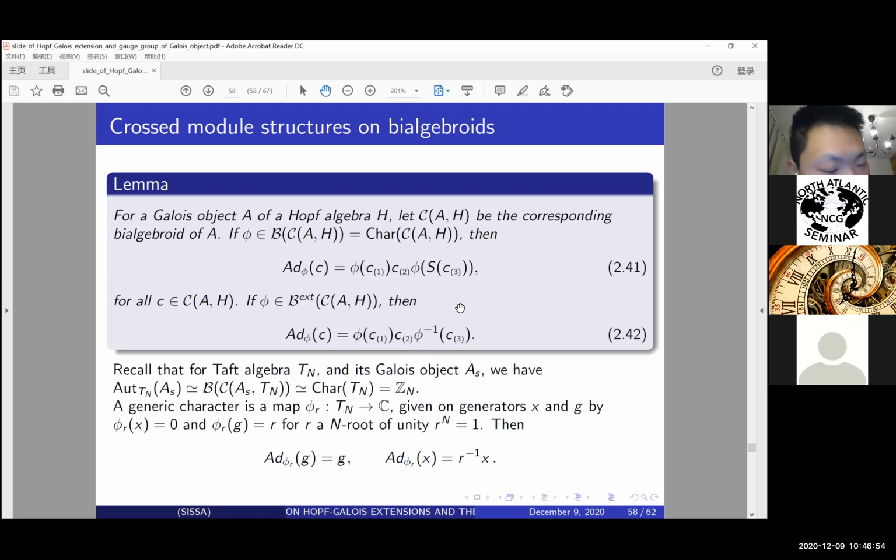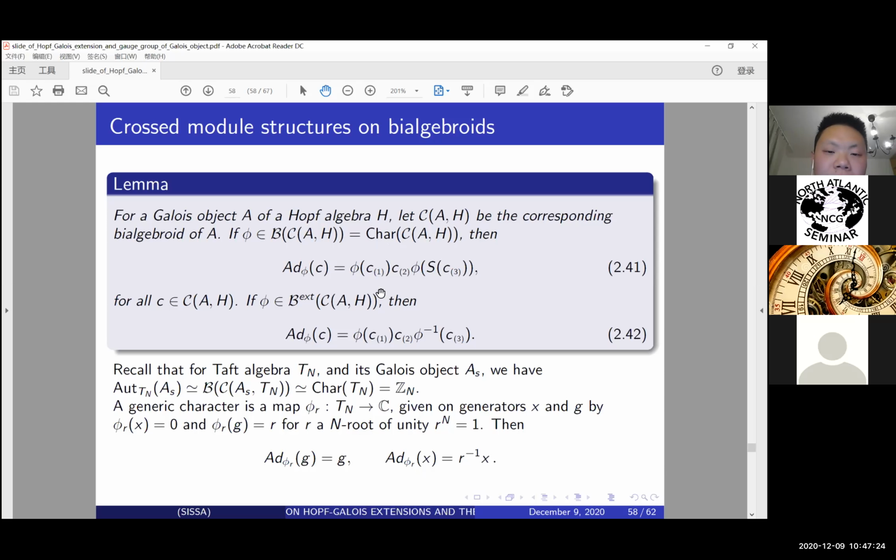Could you repeat again? You say let C(A,H) be the corresponding bialgebroid of A. So this is just a Hopf algebra, right? Yeah, this is just a Hopf algebra. That's why we have the bisections equal to the characters, because the base space is just the complex numbers. That's why the bisection is an algebra map from C to B, and B is the complex numbers. That's why it is just the characters on C of A.